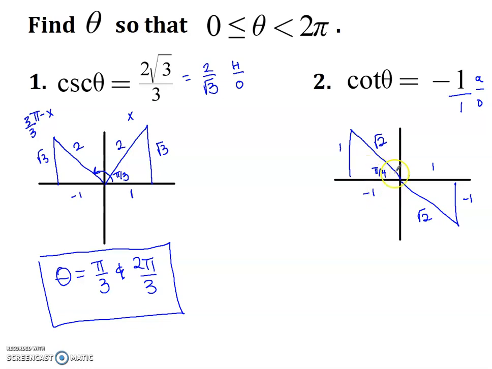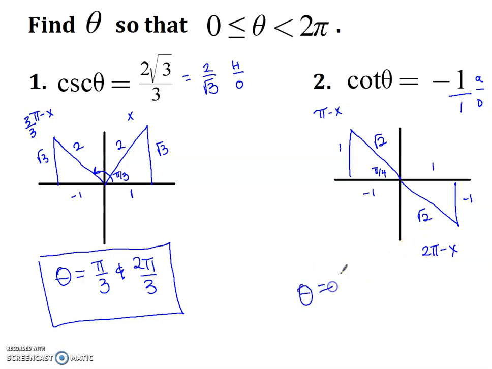Okay. So our reference angle in both triangles is pi over 4. So in quadrant 2, that's pi minus x. In quadrant 4, that'll be 2 pi minus x, because in this quadrant, we're just short of 2 pi.